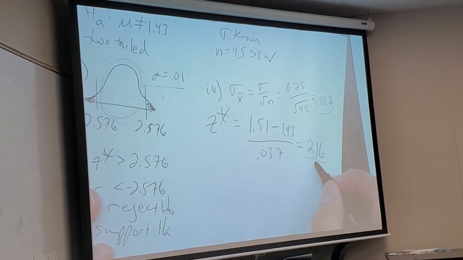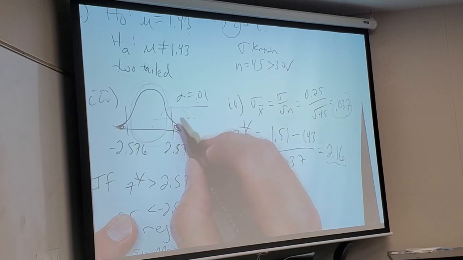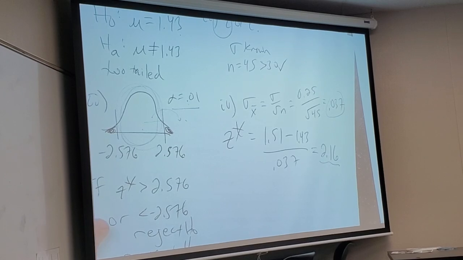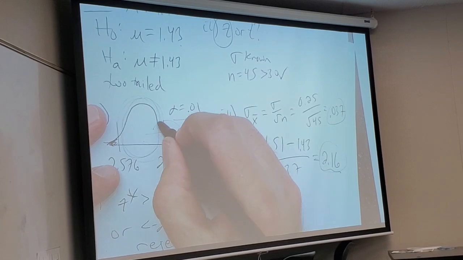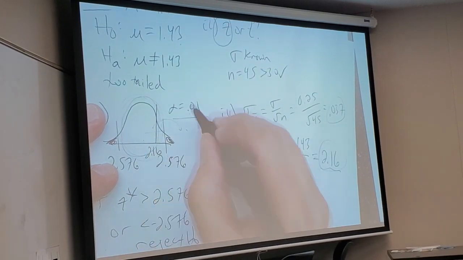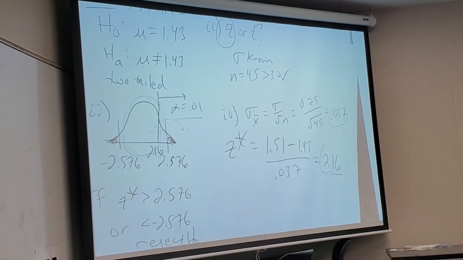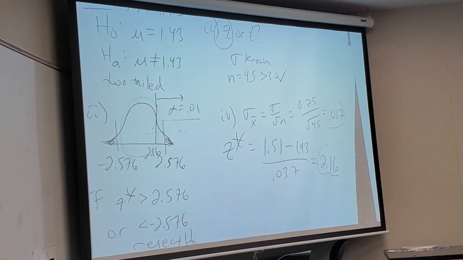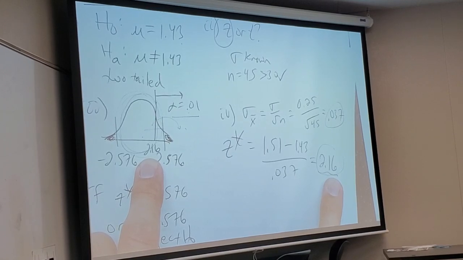How do I get the p-value for this? Alpha is the area in the tail of our rejection region. P-value is the area in the tail of our z-star. So 2.16, it's over here, right? What's the area in that tail? So p-value is always related to our z-score. We are going to have to do something because this is a two-tailed test, but let's just do this right now. What's the area in the tail that our z-score makes? How do I find that out?